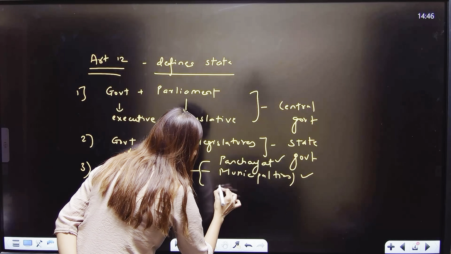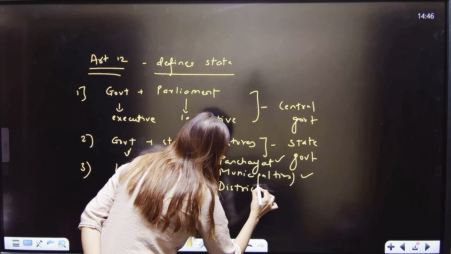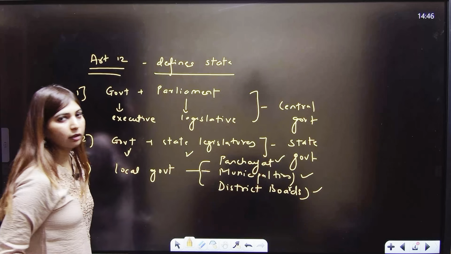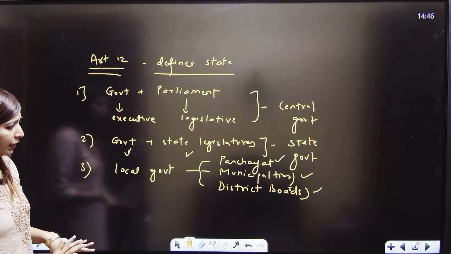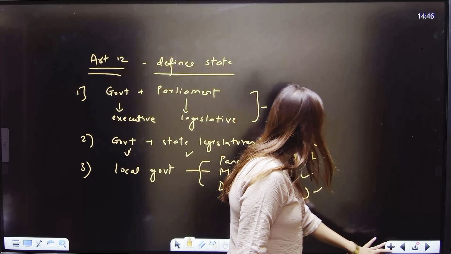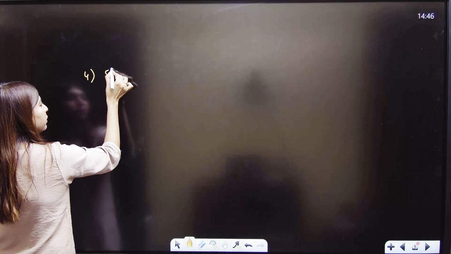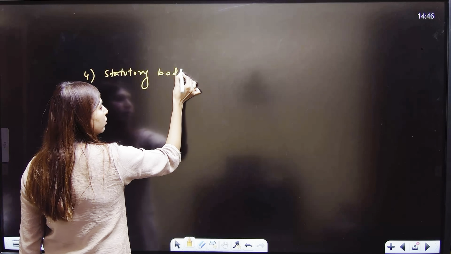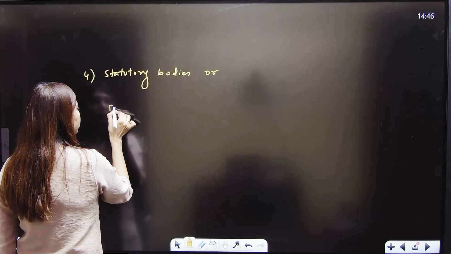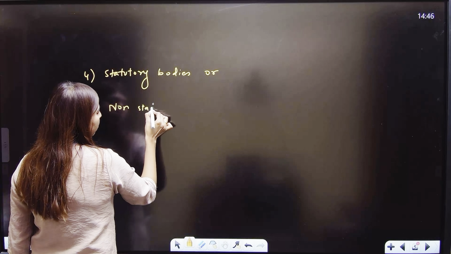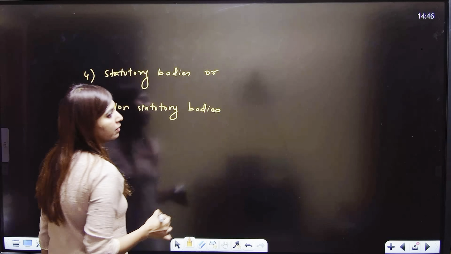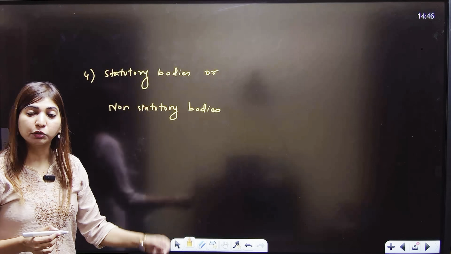After local government, district boards are also there. So again all these are state under Article 12. Now this is fine. This is easy. We have to understand one step ahead. Now the fourth one, statutory. Can we say statutory bodies or non-statutory bodies, okay, they are also state under Article 12.